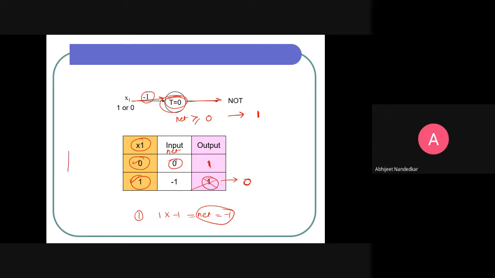So finally, if I make this table here, if this is my input X and I take final output as O, if I apply 0, it will produce 1. If I apply 1, it will produce 0. So this is the implementation of a NOT logic. Okay, so what I have implemented with the help of a single neuron is a NOT logic.